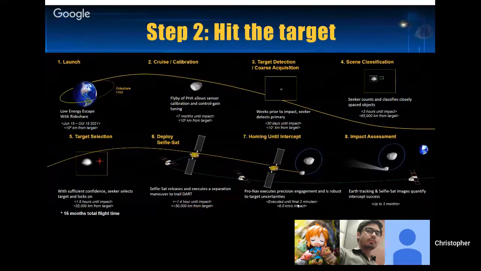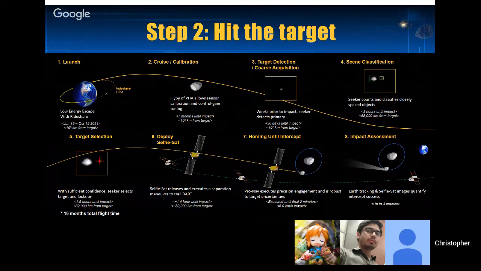Step 2 is for us to actually hit the target. So basically, we walk through our launch and our calibration. We have to acquire the target, identify the target. So we're doing some image processing on board. We have to select that target. We pop out a selfie sat. We hone in on our secondary asteroid, and then we check out basically what we were able to do.